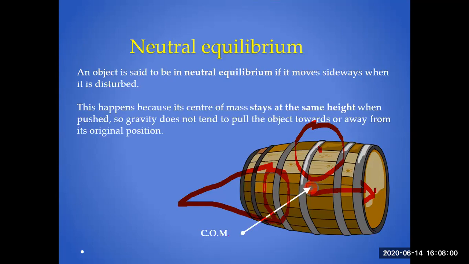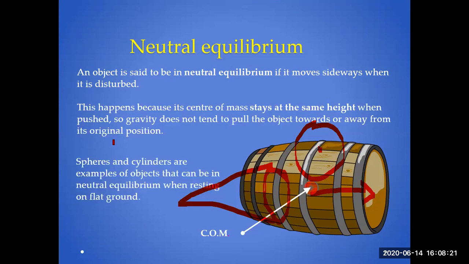You mark the center of this side. What happens? Its center of mass stays at the same height when pushed. So its point will be at the same height from the surface, and gravity does not tend to pull the object towards or away from the original position. So this type of equilibrium is called neutral equilibrium. Spheres and cylinders are examples of objects that can be in neutral equilibrium, resting on flat ground.